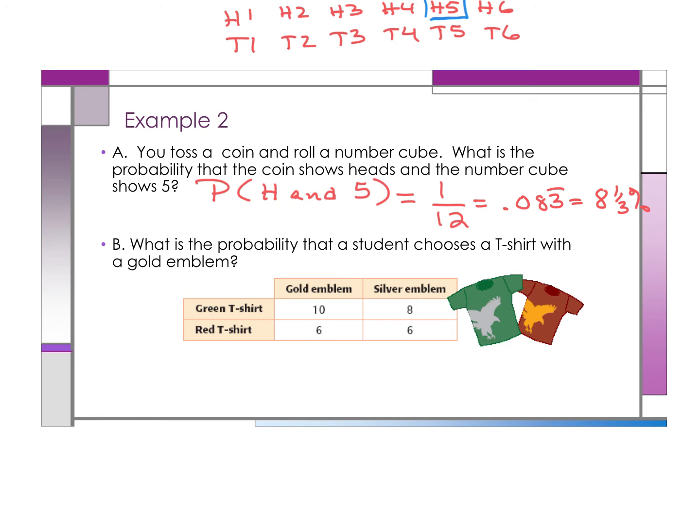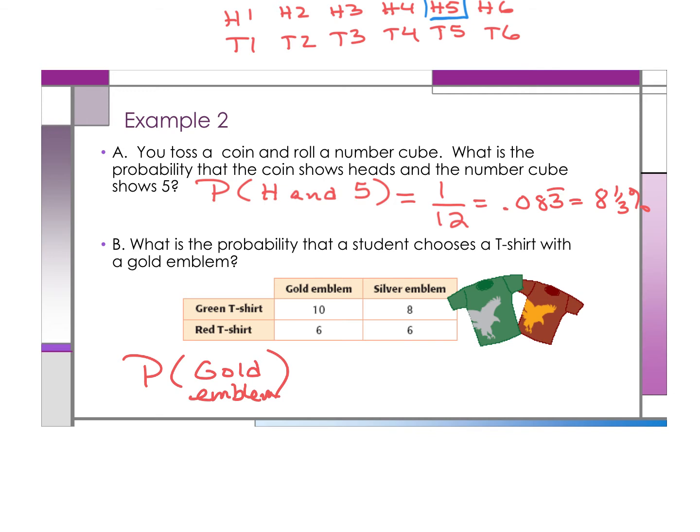Then for part B, they've given us the data in a table form. They want us to find the probability that a t-shirt that is chosen has a gold emblem on it. So whenever your data or information is given to you in table form, we may have to go back and add some of the columns to get our totals. So I know there is a green shirt with a gold emblem and a red shirt with a gold emblem.